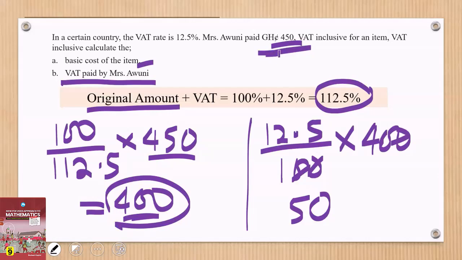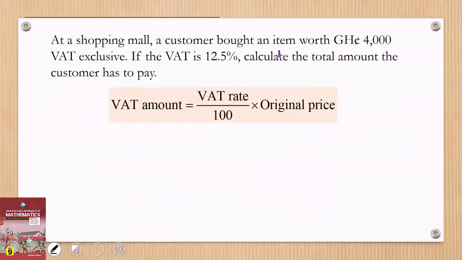Let's take the last example and see. Now, the last example says that at a shopping mall, a customer bought an item worth 4,000 VAT exclusive. Take note of that, VAT exclusive. If the VAT is 12.5, calculate the total amount a customer has to pay. So this is the original amount now. There's no VAT. Now they are charging VAT of 12.5%. So how much will you pay?